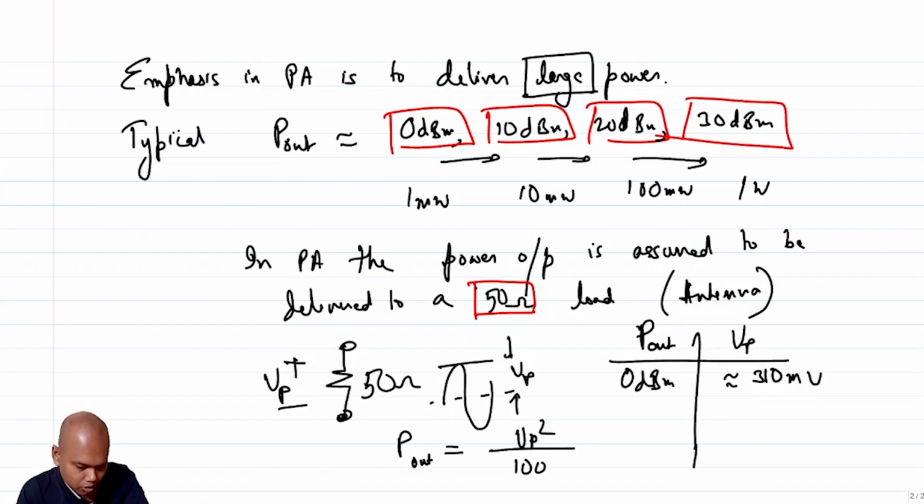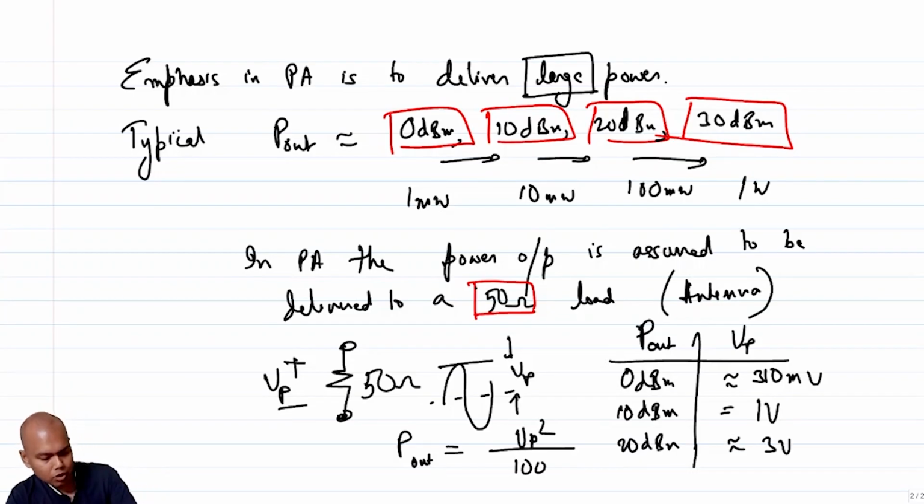Similarly, if you go to, let's say, 10 dBm, that means 10x in terms of power, which means it will be approximately 3.3x in terms of voltage. If you do the math, it comes out to be 1 volt of Vp, right? And if you go to 20 dBm, this will be approximately 3 volt of Vp. Similarly, 30 dBm means approximately 10 volt of Vp, right?